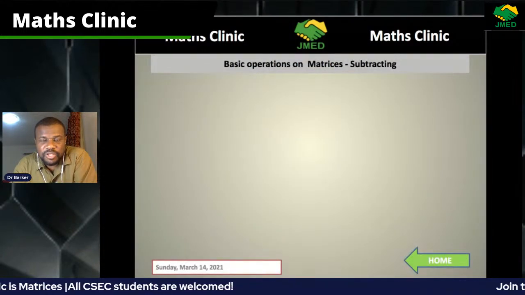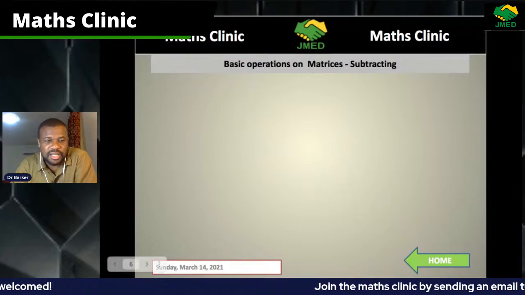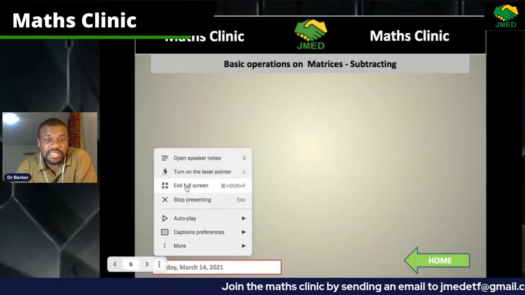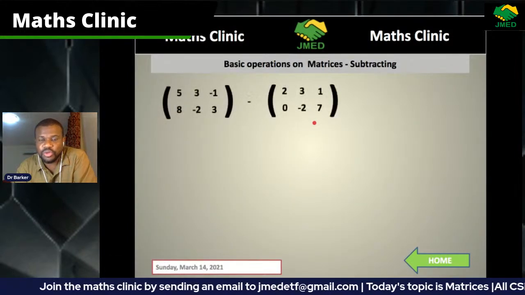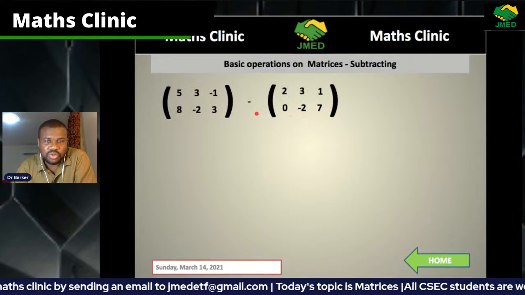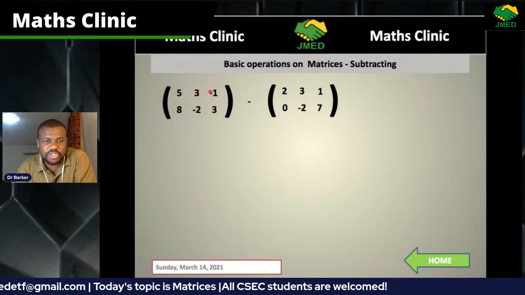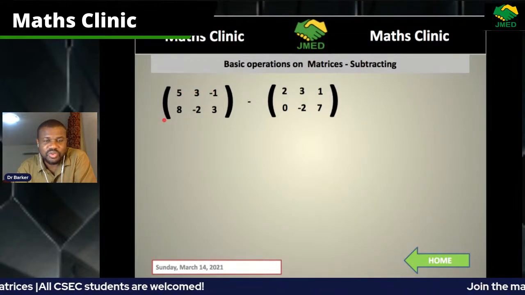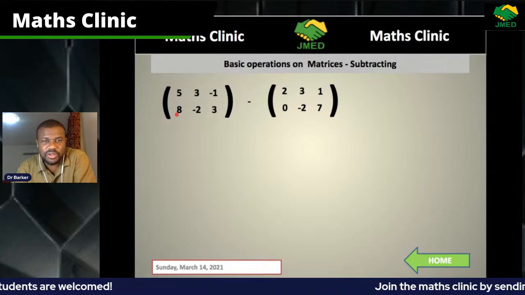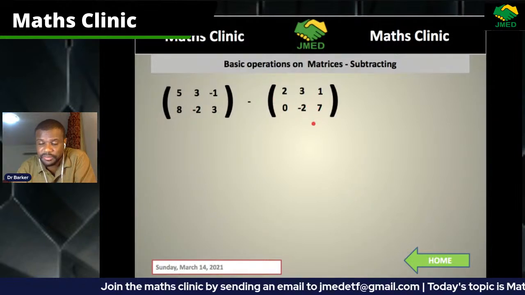So subtracting, as I mentioned before, is also the same as addition, except where you would have normally added, you are now going to subtract. So what is the order of this matrix? 2 by 3. Remember that. So it's a 2 by 3, and we're going to take away another 2 by 3. So that's okay.